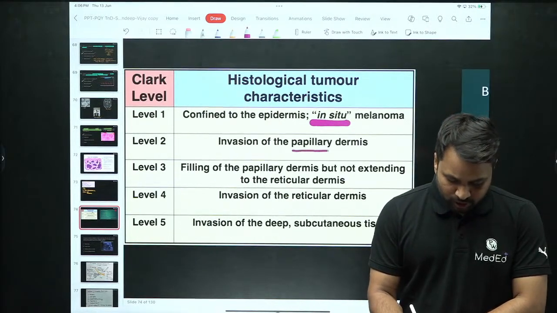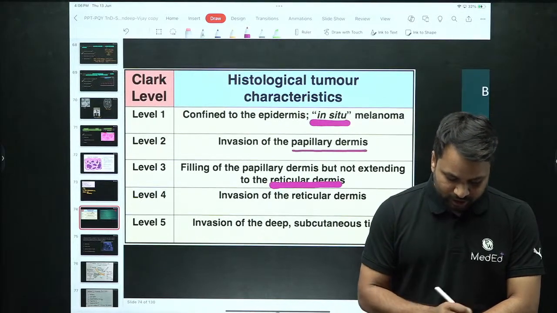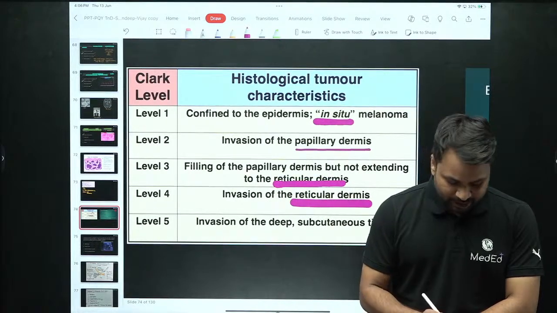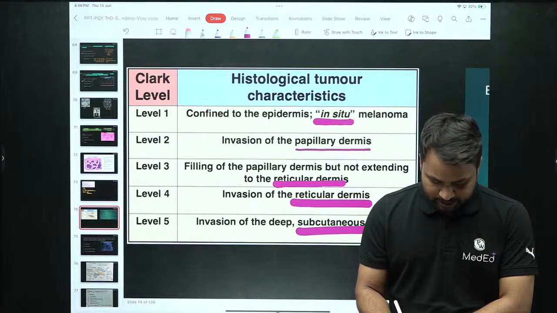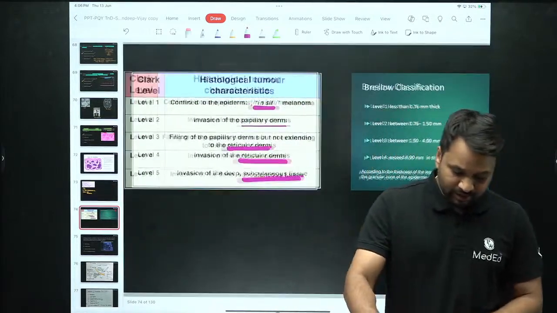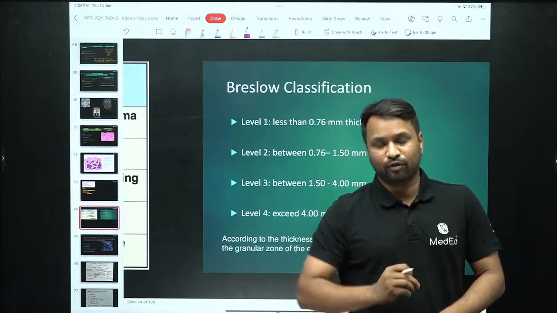Level 2, it goes all the way to the papillary dermis. Level 3, it is not extending beyond the reticular dermis. Level 4, it invades the reticular dermis. Level 5, it goes into the subcutaneous tissue, right? So these are based upon the depth. Clark's level, and Breslow's is also based upon the depth of involvement.